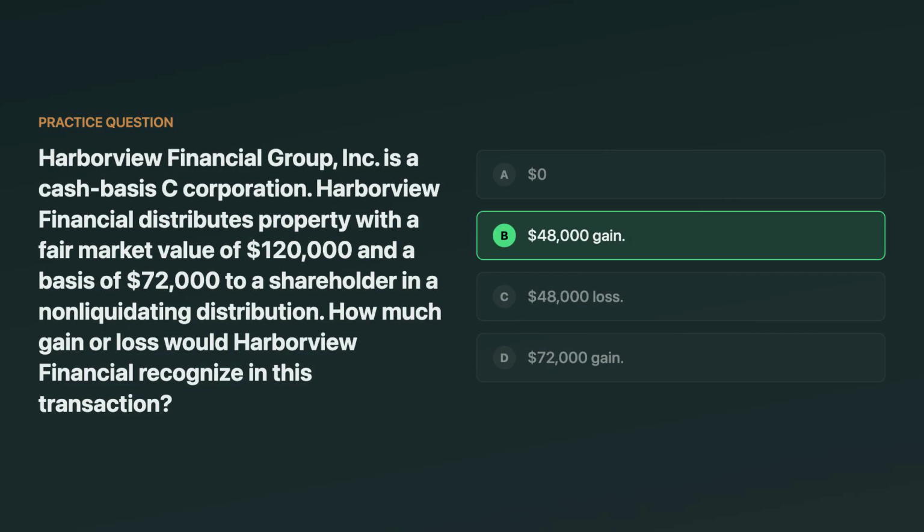The answer is a $48,000 gain. In a non-liquidating distribution, a C corporation recognizes gain on appreciated property as if it sold the property for FMV. So $120,000 minus $72,000 equals $48,000 gain. The tempting wrong answer is 0 because people confuse this with no gain on distributions, but that's not how C corporation property distributions work.